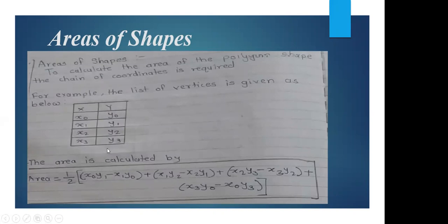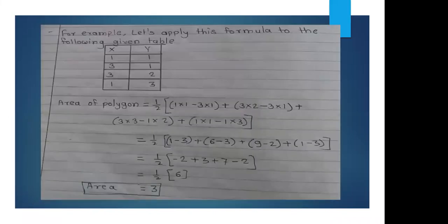Suppose there are another x4, y4, x5, y5. Then it will continue with the x5 and y5 coordinates. And by using this formula, areas of shapes are calculated. So this is the example of areas of shapes. So let's see here. These are the coordinates of x and y. By using this formula, the area of any polygon can be calculated.